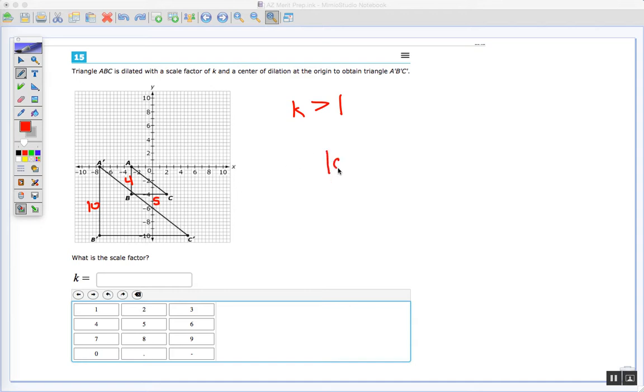So our scale factor would be equal to this ratio, 10/4, which is 2.5. And since my figure is getting larger, that's how I know that the scale factor is not 4/10.